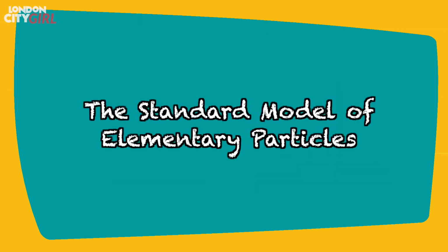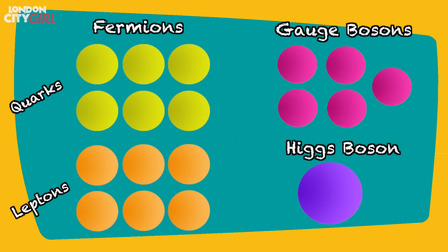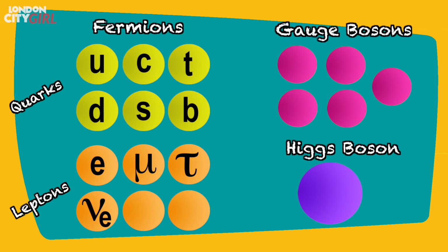The Standard Model of Elementary Particles. The Standard Model of Elementary Particles describes how all the elementary particles and forces in the universe behave apart from gravity. How gravity works in the quantum realm is actually not very well understood. We have the matter particles, or fermions, which are divided into quarks and leptons. There are 6 quarks: up, down, charm, strange, top and bottom. There are 6 leptons: electron, muon, tau, electron neutrino, muon neutrino, and tau neutrino.